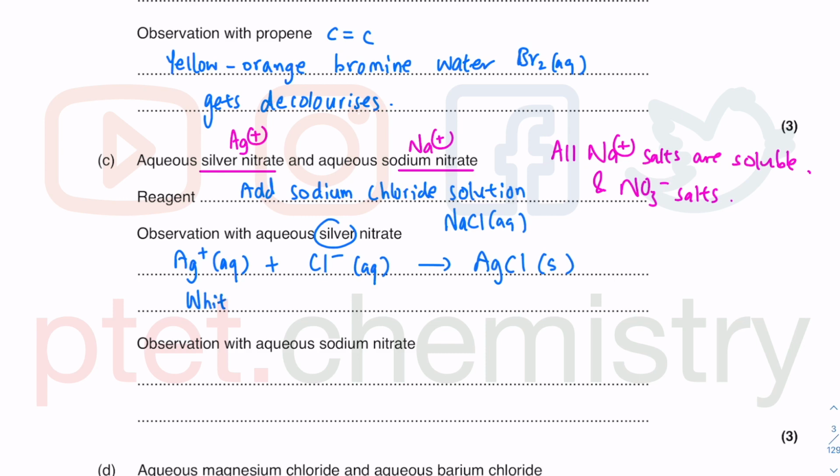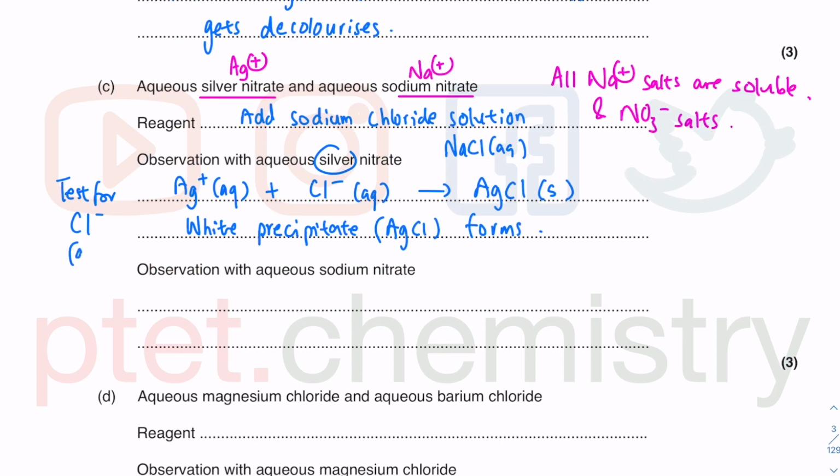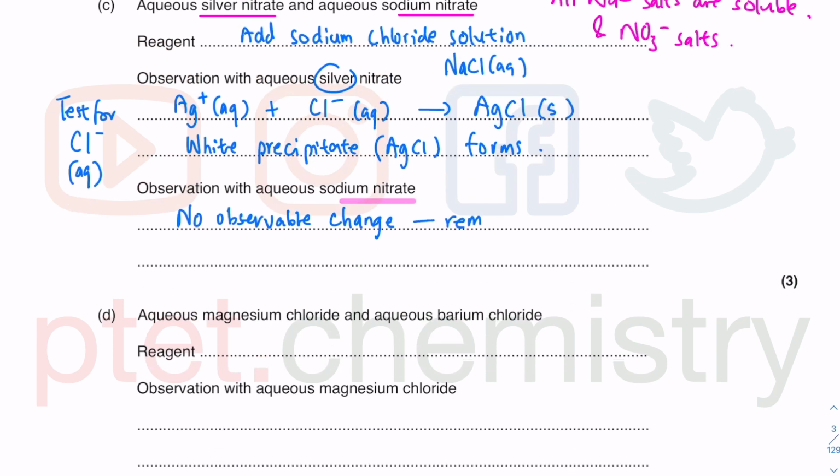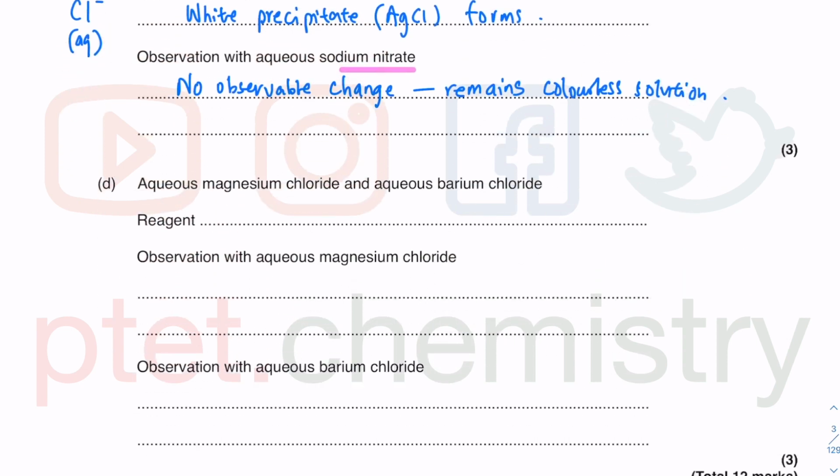So what we get is a white precipitate. That is the formation of the silver chloride. That is the test for chloride ions as stated in the syllabus since IGCSE and A Level chemistry. The next one with the sodium nitrate, you're just going to form sodium chloride anyway, so no observable change. It remains colorless, so no precipitation there, there's no solid, the solution remains colorless. So we're just writing out all the observations as we expect them to be.